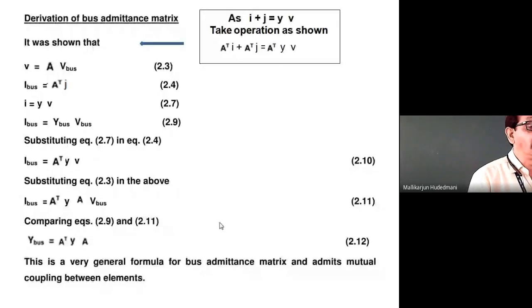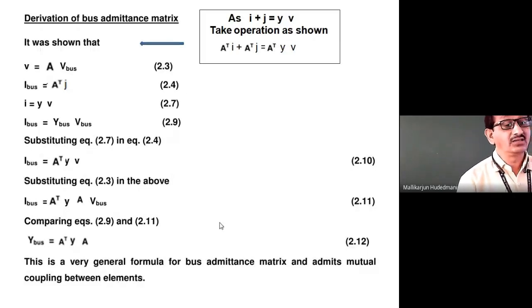How about Y? Y is called the primitive admittance matrix of the problem. This is a matrix of what dimension? How many elements are there in the system? If there are 100 elements, it becomes a 100 cross 100 matrix. Therefore, the elements will be placed only on the principal diagonal if there exists no mutual coupling. If there exists a coupling, definitely Y will not be having zeros at the upper triangle and lower triangle of the matrix. Some of the elements are non-zero.